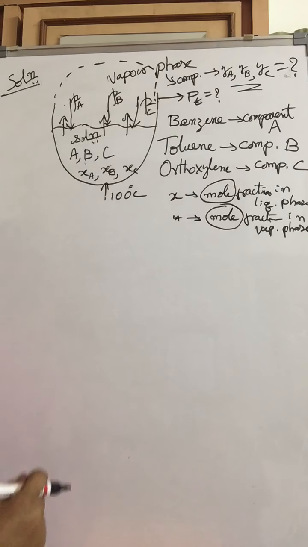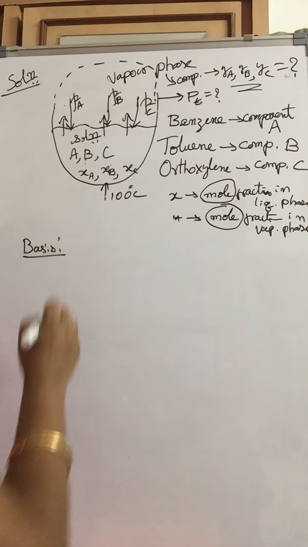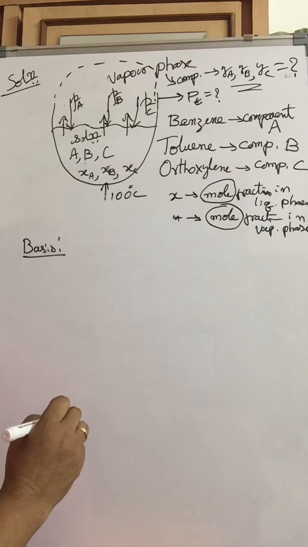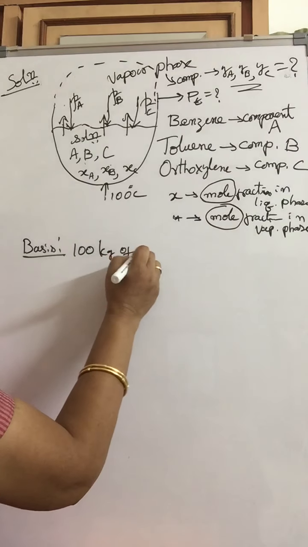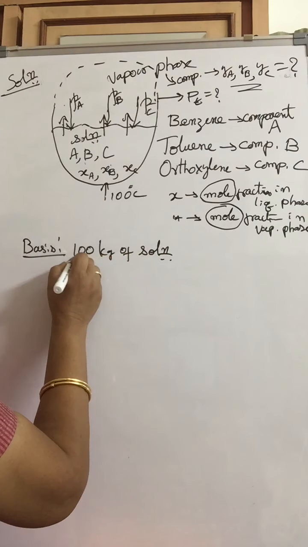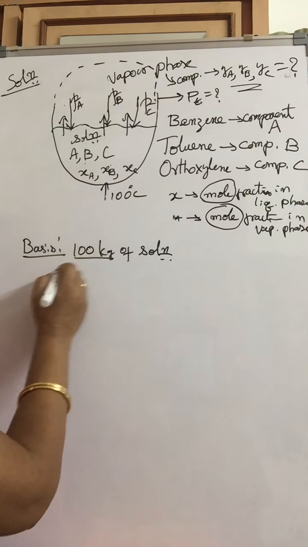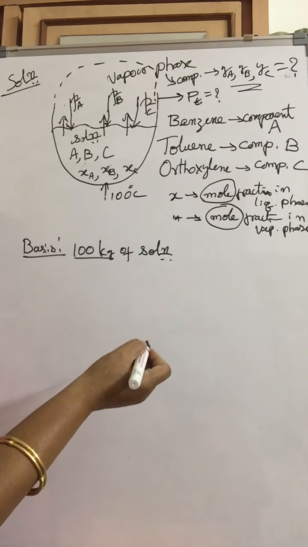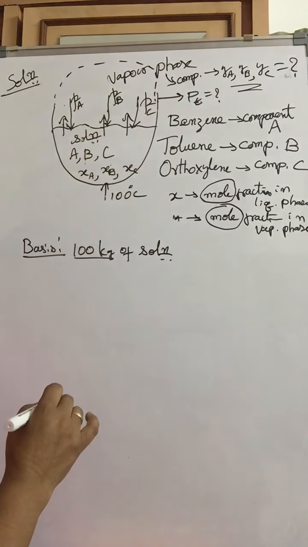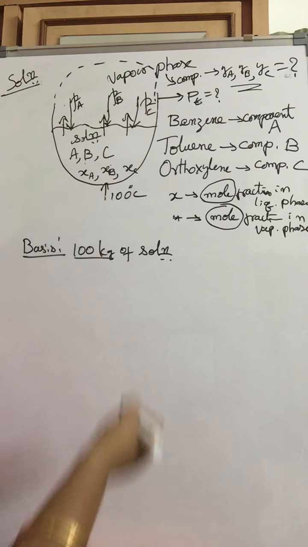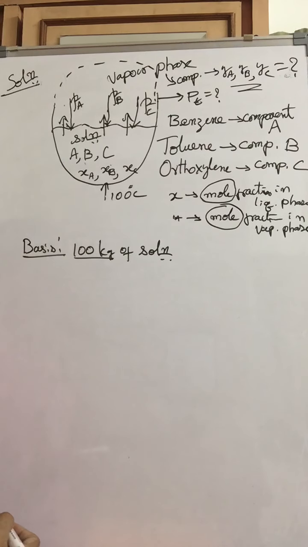So for this purpose, first you take the basis. What is the first calculation you need to do? You need to convert weight percent to mole percent. So you take the basis as 100 kg of solution, because weight percentage is given. You can take kg, grams or lb, no problem. Because no particular units are mentioned in the problem, you can start with any units. If particular units are mentioned, then you can think of which is a convenient basis.